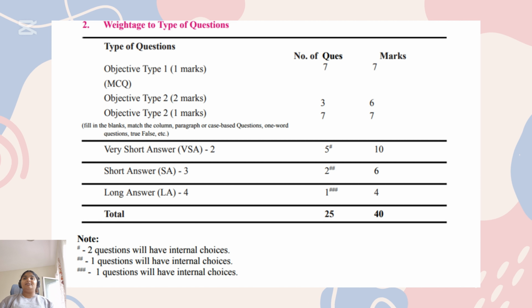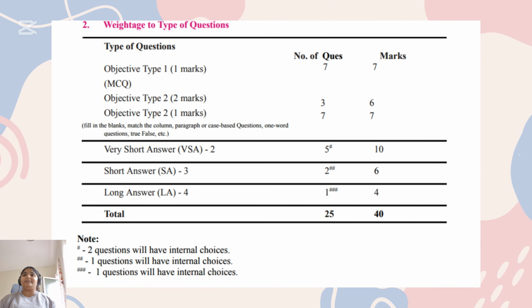A multiple choice question is basically they give you a question and they have 4 options out of which one will be the answer. So you have to figure it out, and if you select the correct answer, you will get 1 mark. At least in this paper, you will be getting 1 mark. And there will be 7 questions like that. So if you get all of them right, which I hope you do, you will get 7 marks in total.